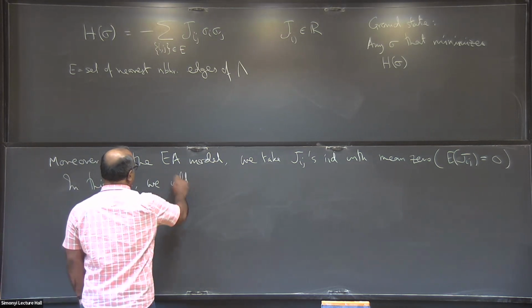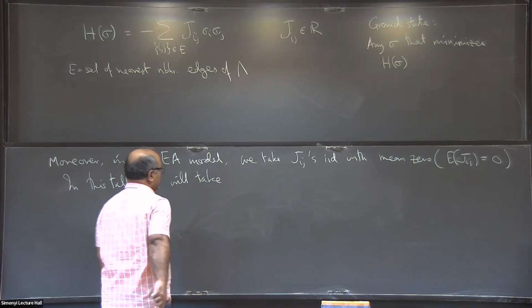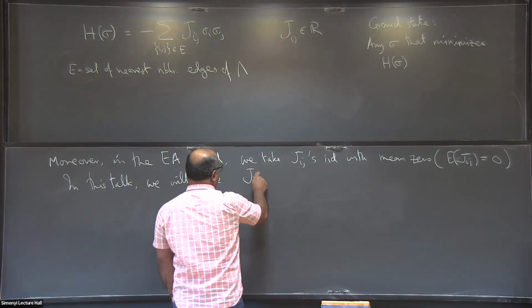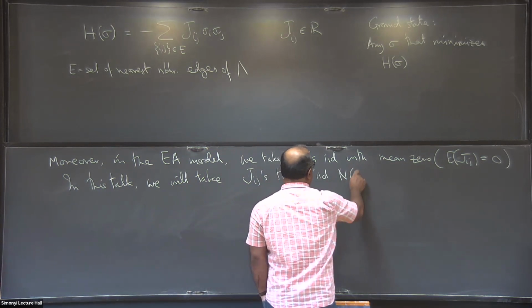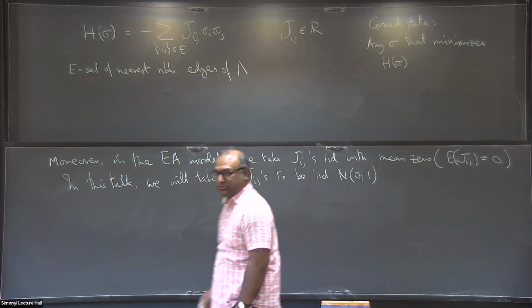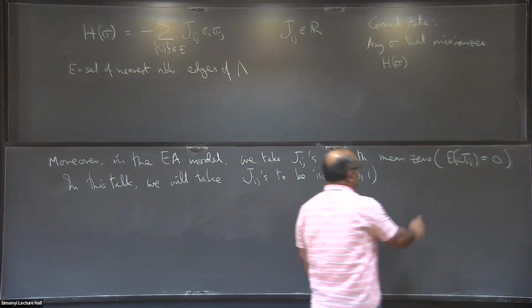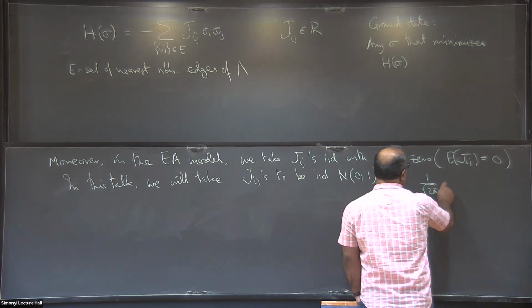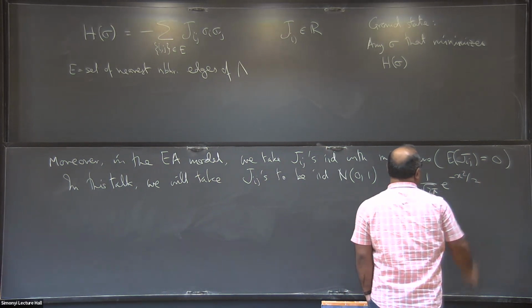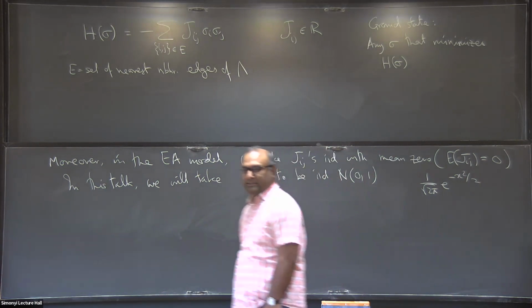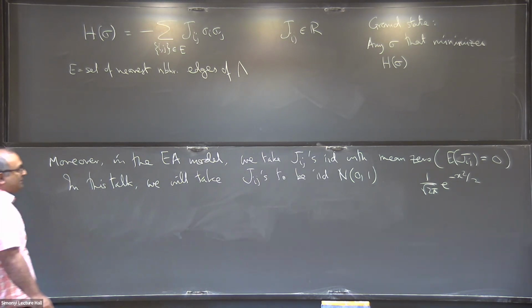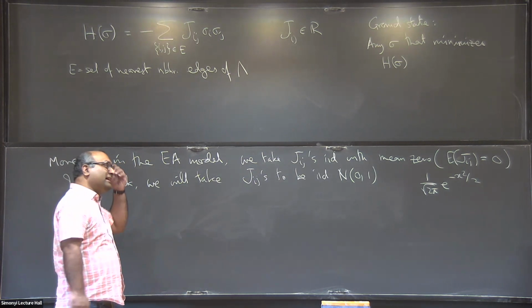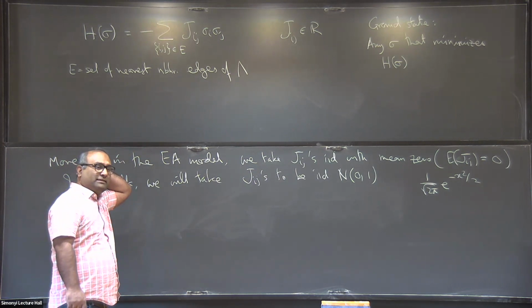In this talk, we will take Jijs to be IID normal 0, 1. This is a standard Gaussian distribution, which has probability density 1 over the square root of 2 pi, e to the minus x squared over 2. That's the familiar probability density function of a standard normal. And we take Jijs to be IID standard normal. That's a common choice for these Jijs. And then you try to understand, what do the ground states look like?